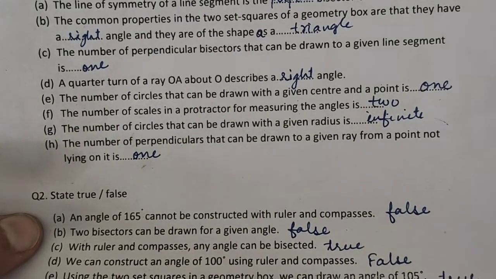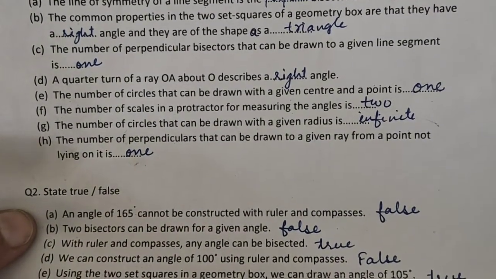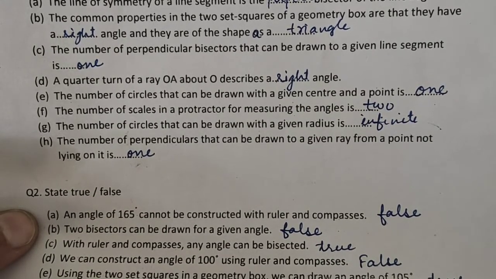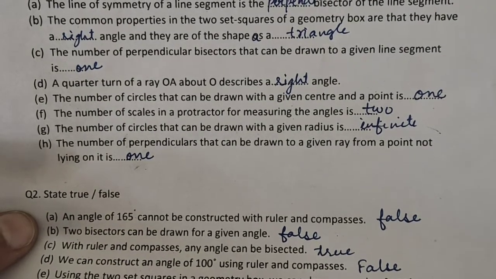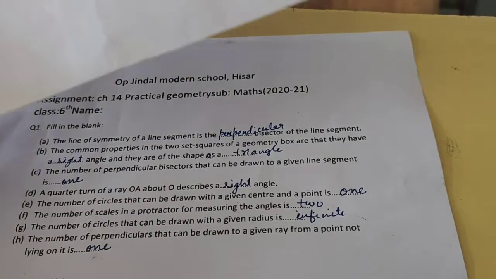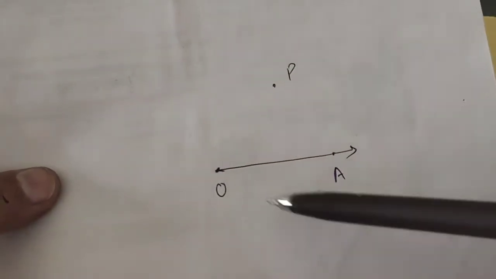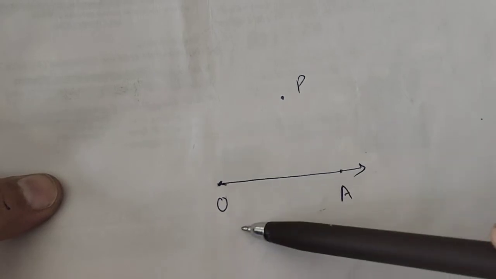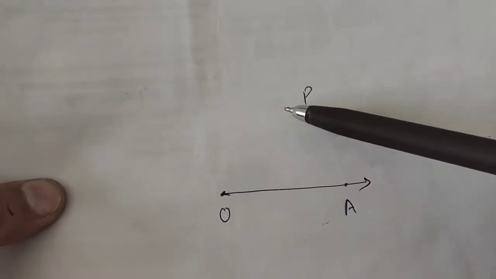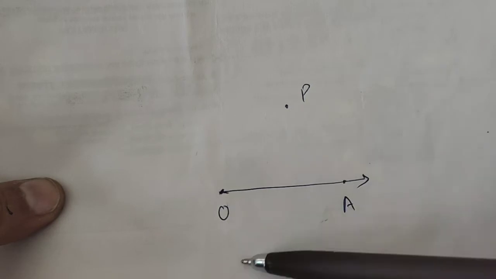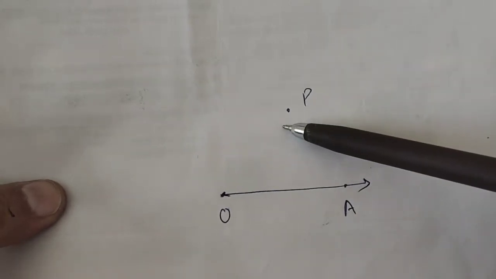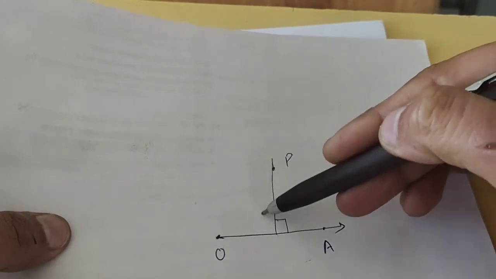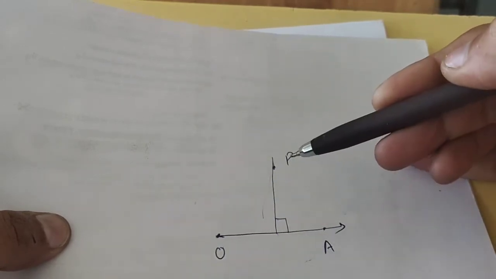Now the H part: the number of perpendiculars that can be drawn to a given ray from a point not lying on it is dash. So the answer is 1. Why? Let me tell you. Here you have been given a ray. Suppose OA is the ray and a point is given which is not on OA, suppose that is P. The question is how many perpendiculars you can draw on OA from P. We can draw only one perpendicular. If we draw here and there, they are not perpendicular, maybe it's any other angle.